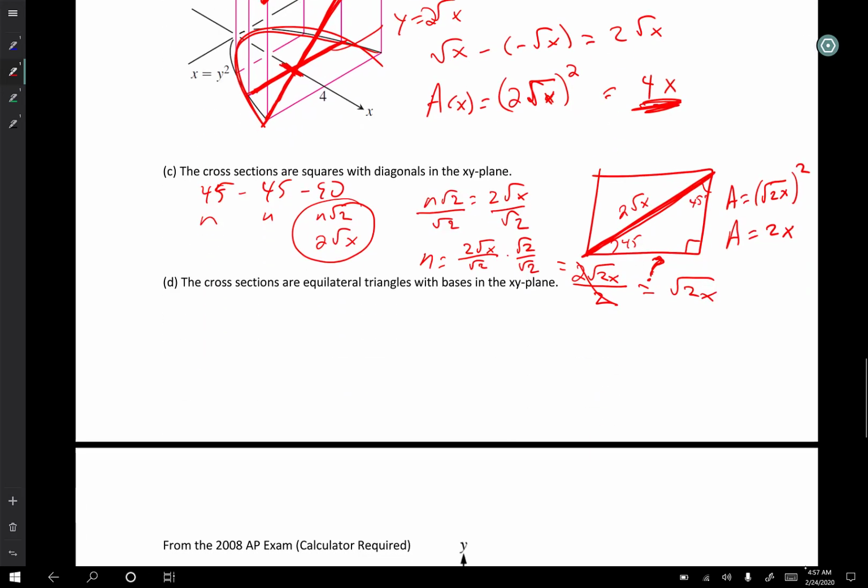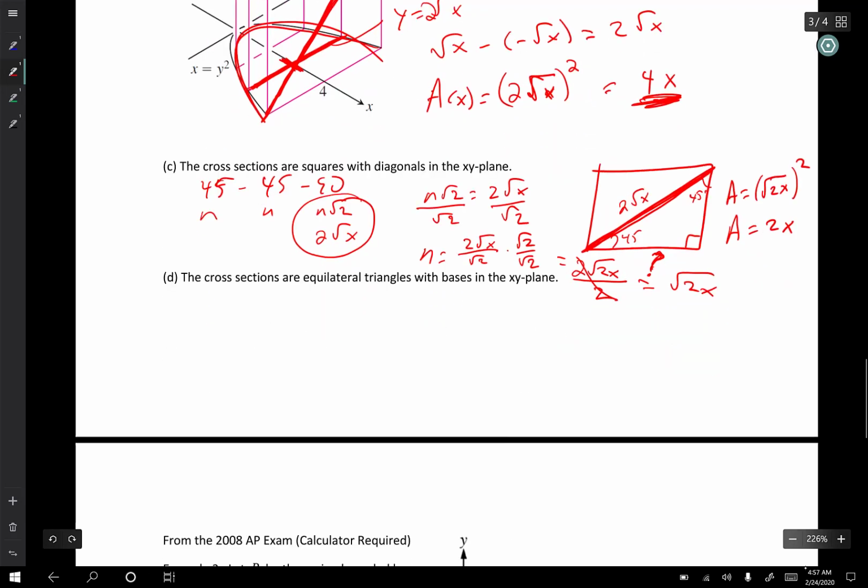All right, the cross sections are equilateral triangles with bases in the xy plane. So imagine equilateral triangles, guys. So let's see how that would look. An equilateral triangle. So this peak would be coming out of the board. That's my height right there. And this distance down here, the total distance from this vertex to this vertex, would be 2 square root of x. All of these are 2 square root of x.